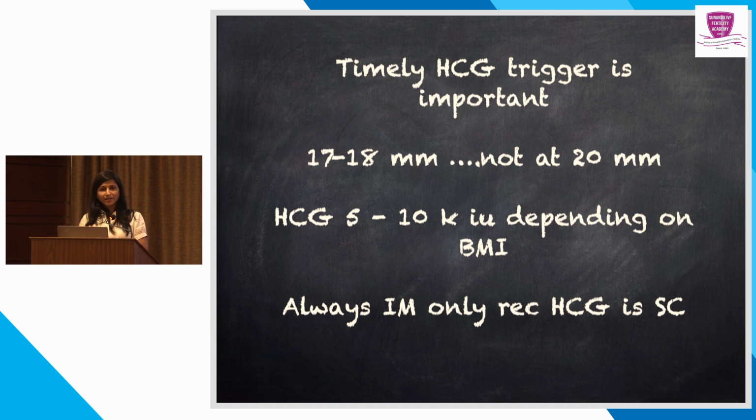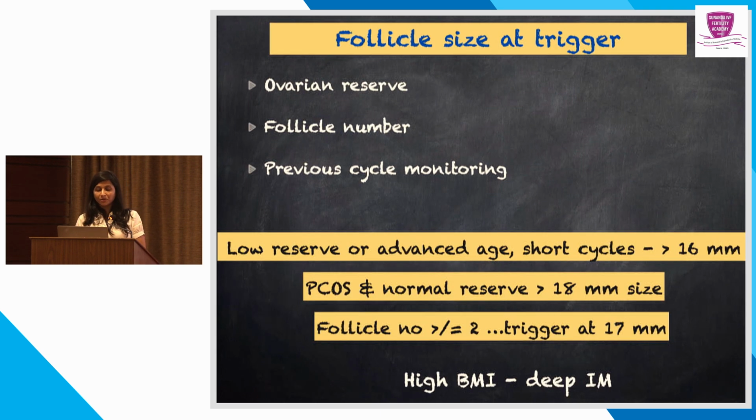So in letrozole cycle, we prefer triggering at 19 to 20 millimeter. But in clomiphene citrate cycle, or if there is multifollicular development, better to trigger when the follicle reaches 17 millimeter. In a high BMI patient, prefer 10,000 international units of HCG rather than 5,000. And recommended HCG, better to give 500.